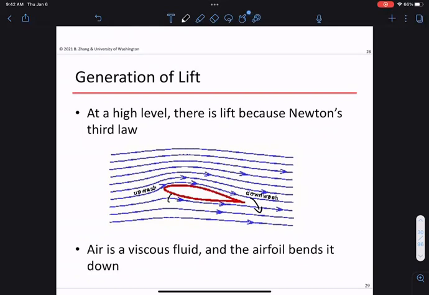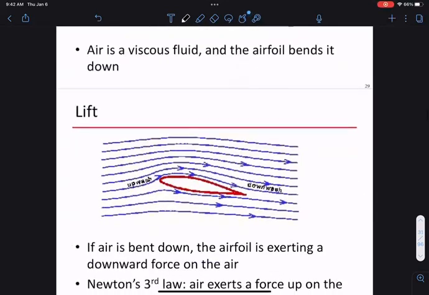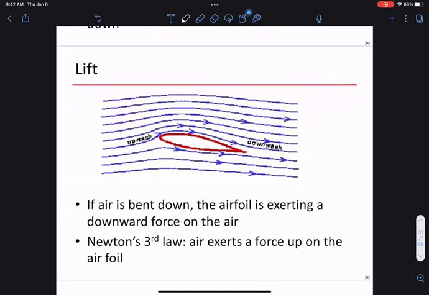So with Newton's third law, air is a viscous fluid, the airfoil bends it down, then the air pushes the airfoil up. The faster the moving speed of air, the more it gets bent down, so the more force there is on the airfoil going up. This is Newton's third law, and this is what generates lift for us. Any questions about this?